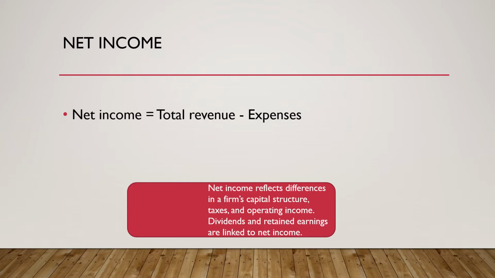Basically, net income reflects the differences in a firm's capital structure, the taxes, and any operating income. And why is this important, and who's looking at this? Well, it's the shareholders and the stockholders, because they want to know how much net income there is, because that's where the dividends and any retained earnings are linked to the net income.